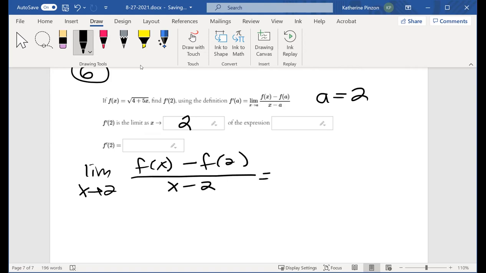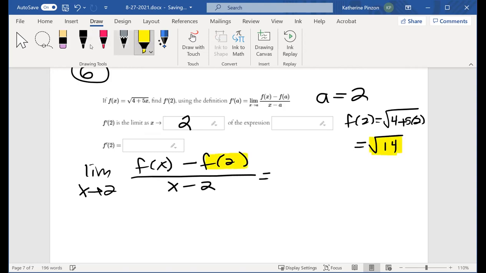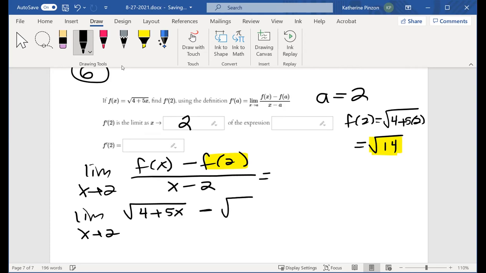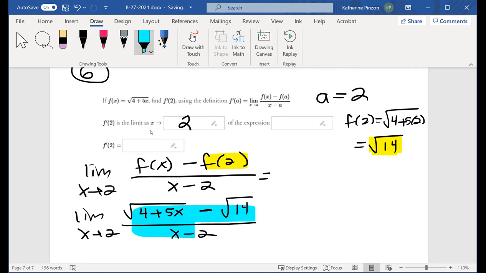So I need to find f of 2. I'm going to use f of 2 in this equation. 4 plus 5 times 2, square root 14. So f of 2 is this thing. So I have limit as x approaches 2 of f of x, which is my function, square root 4 plus 5x, minus f of 2, which is square root 14, over x minus 2. That's what goes in that box. So this thing right here goes in that box without the limit in the front, just the stuff inside, okay? And then to get the last one, I have to find this limit.